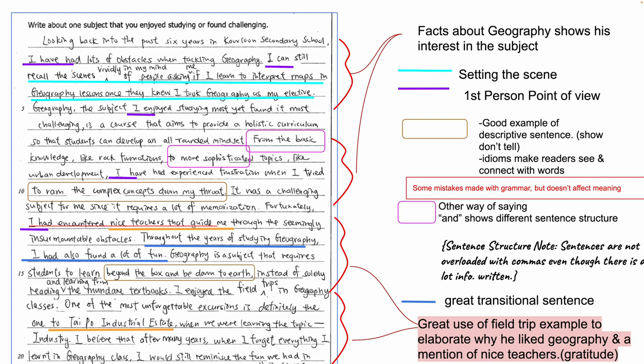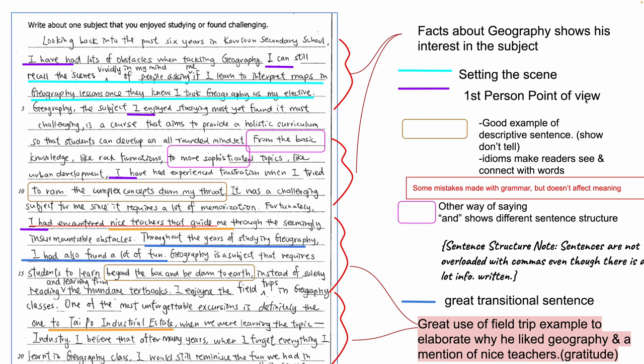So once you have read it, okay, now let's go. So in this sample, I'm not going to read this task. What I will do is talk about some conventions that are pretty interesting, right? So the first thing is setting the scene. So here, clearly the student recalls a scene, right? "Recall the scene vividly in my mind of people asking me if I learn to interpret maps and geography." Okay, so setting a scene, setting a story captures the reader's attention.